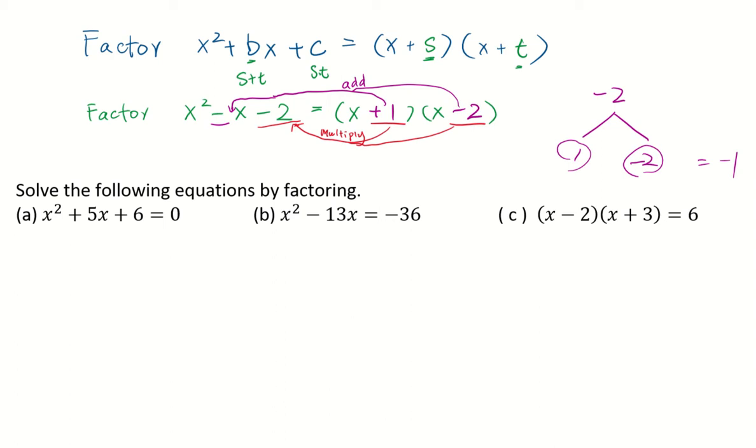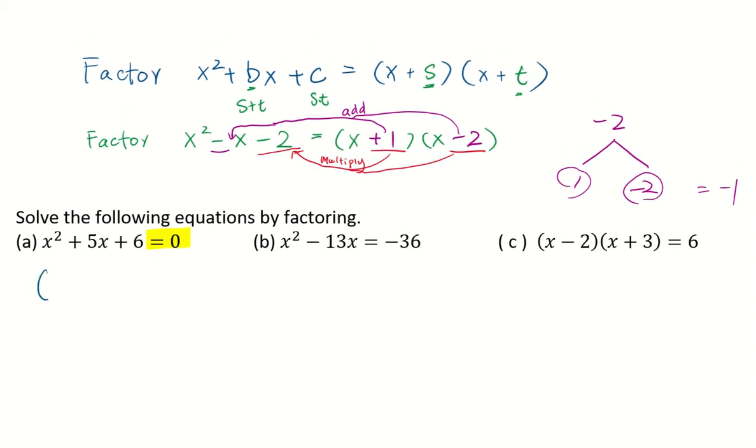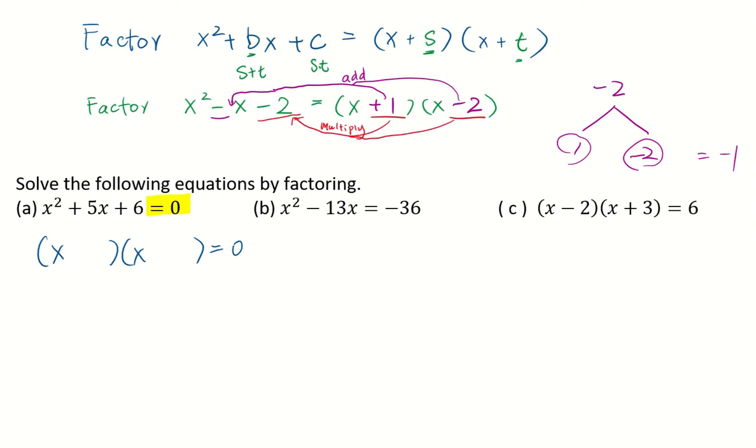Now let's look at problem A. x squared plus 5x plus 6 equals 0. One good thing is one side is already equal to 0. All we have to do is to factor the left side. Since it is in the form of x squared plus bx plus c, if it is factorable, it will be in this form: x something times x something. The two numbers here in the blank will multiply to be 6 and add up to be 5.